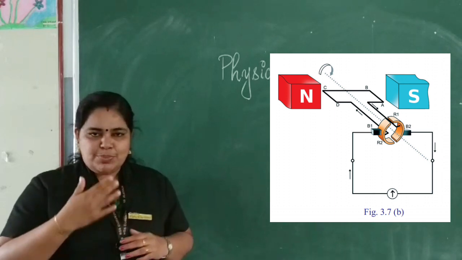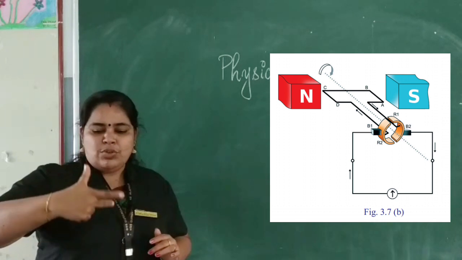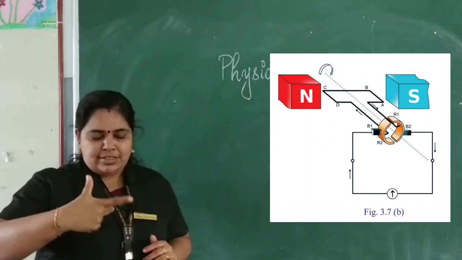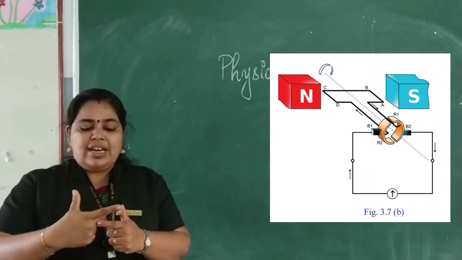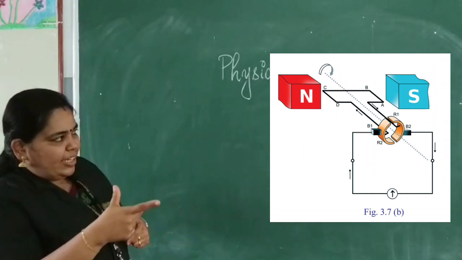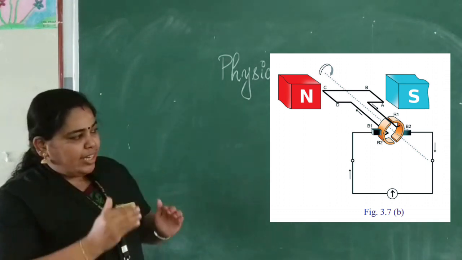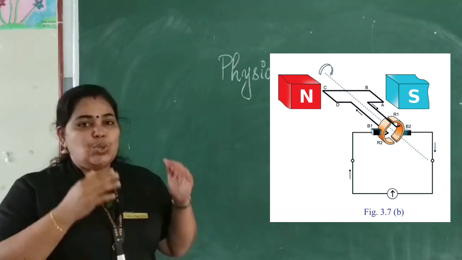Because it is moving in the clockwise direction, CD is going upwards. Again, you have to hold your finger right like this. According to Fleming's right hand rule, the current is moving from D to A. Here, in the second case, the current is flowing from D to A.